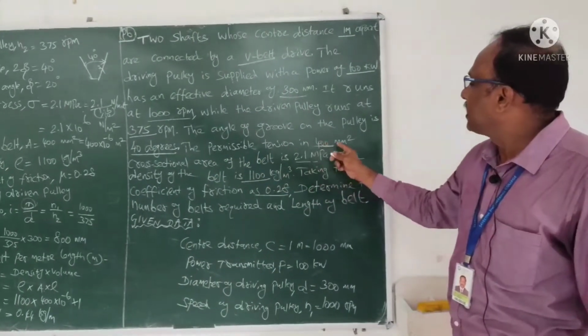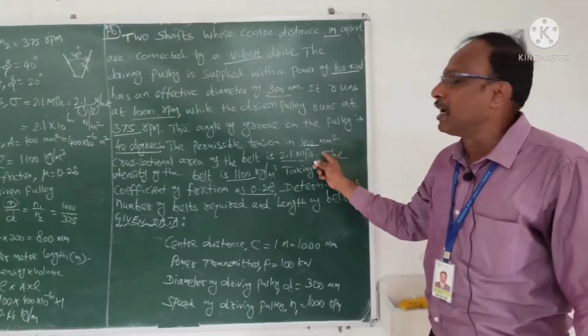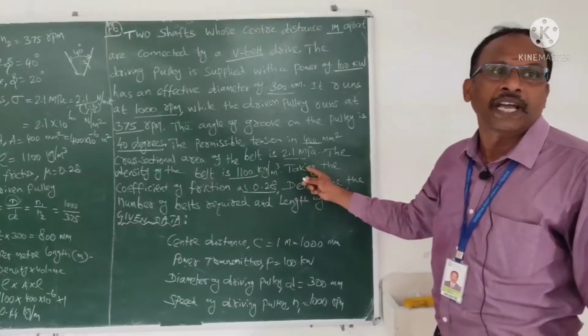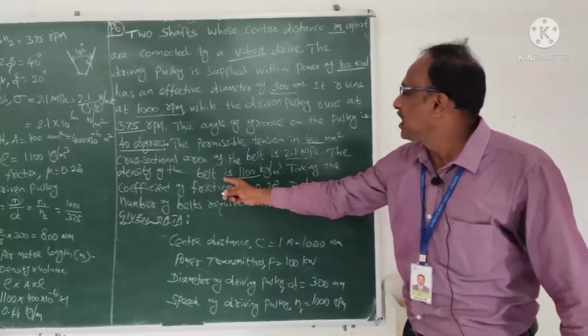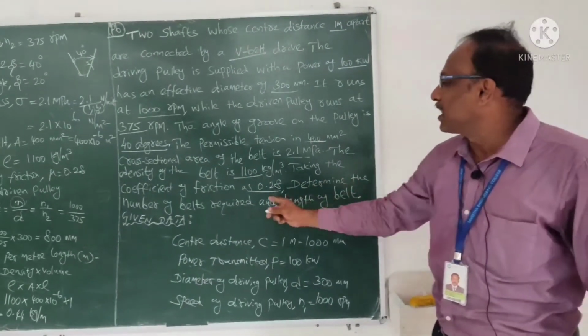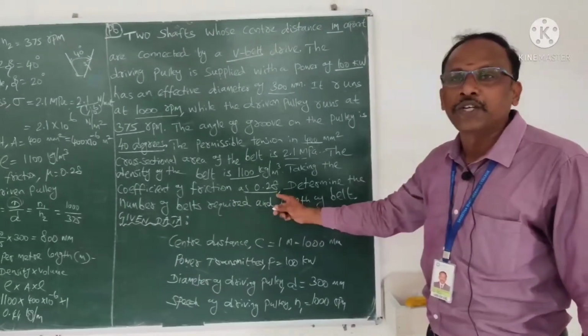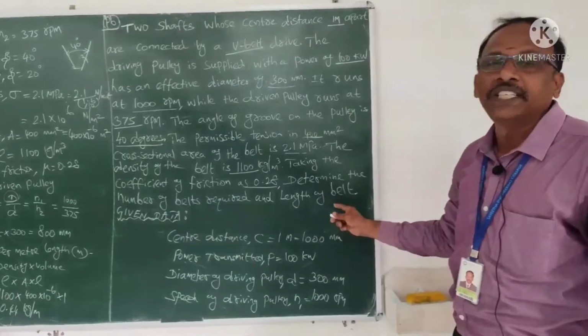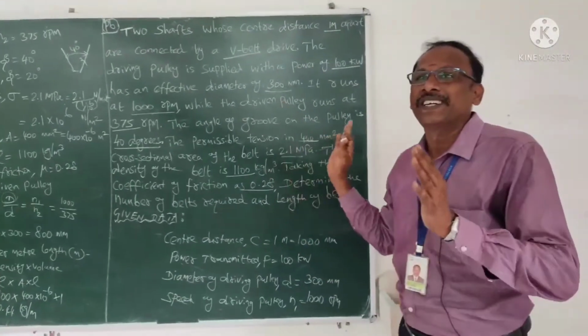The permissible tension in 400 millimeter square cross sectional area of the belt is 2.1 megapascal. The density of the belt is 1100 kg per meter cube. Taking the coefficient of friction as 0.28, determine the number of belts required and length of the belt. This is the given data.